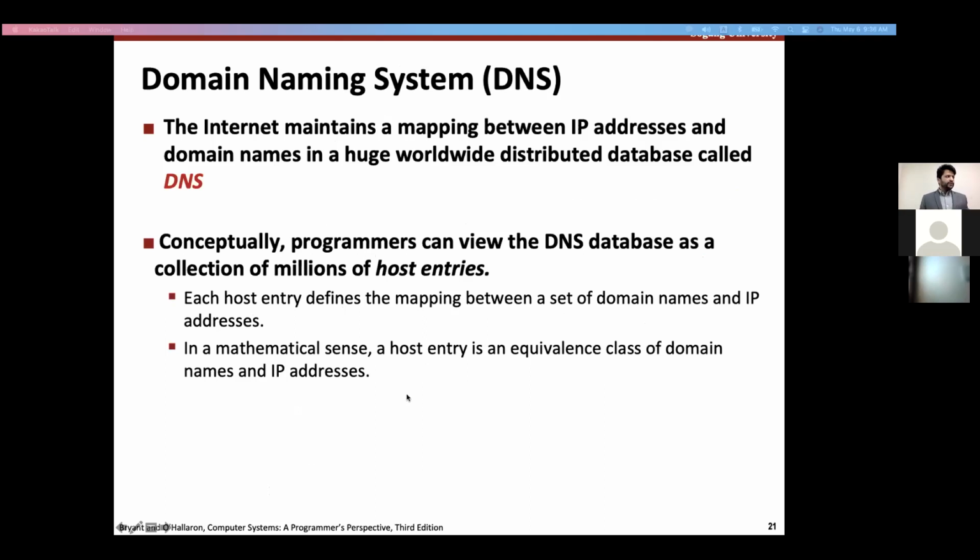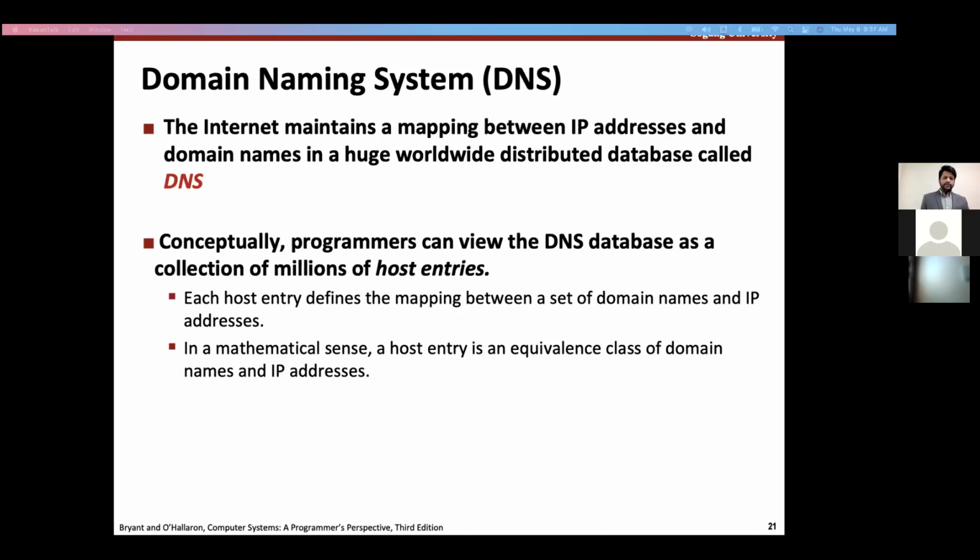Okay, we have seen the domain name tree, but now moving on to DNS: how internet users can look up these addresses, or how naming conventions are standardized on the internet. The internet maintains a mapping between the IP addresses and domain names in a huge worldwide distributed database called DNS, the domain naming system. It's a database that maintains the mapping between the IP address and the domain name, so you have both pieces of information.